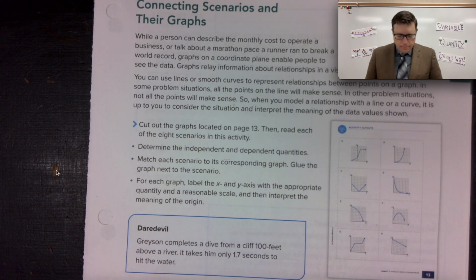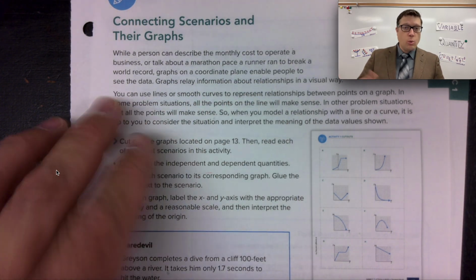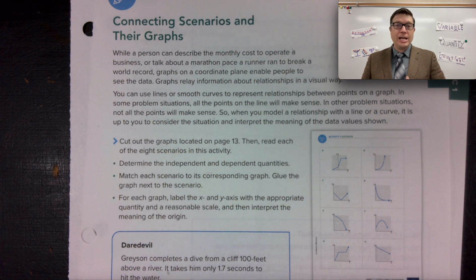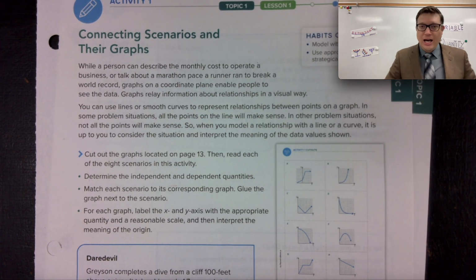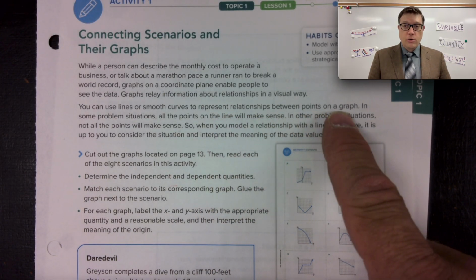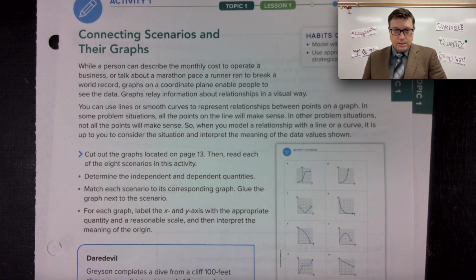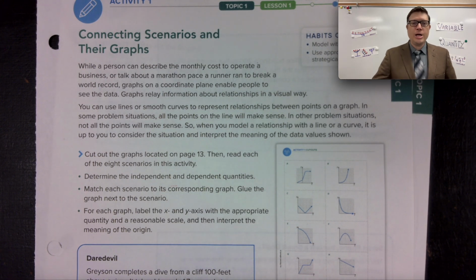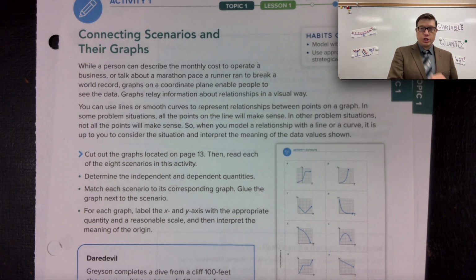While a person can describe the monthly cost to operate a business or talk about a marathon pace a runner ran to break a world record, graphs on a coordinate plane enable people to see the data. Graphs relay information about relationships in a visible way. So you can use lines or smooth curves to represent relationships between points on a graph, and in some problem situations, not all of the points on the line will make sense. In other problem situations, not all the points will make sense. So when you model a relationship with a line or a curve, it is up to you to consider the situation and interpret the meaning of the data values shown.